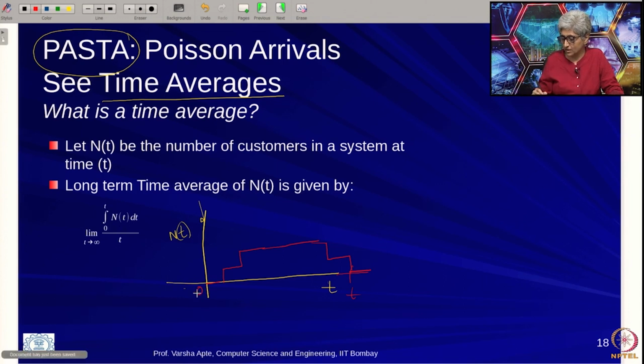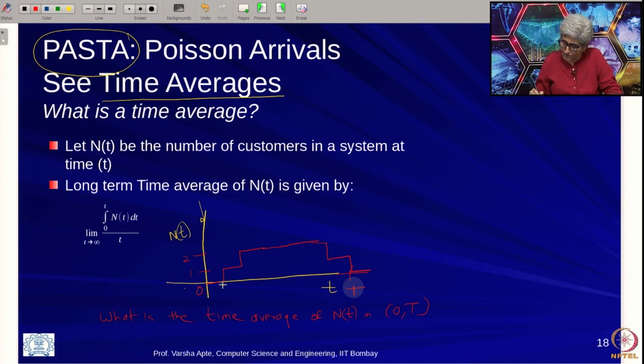Now the question we are asking is, what is the time average of N(t) in this period? Let me call this capital T, so in 0 to capital T. And remember this is 1, this is 2. Let this be time unit T1, this T2, and this some T3.